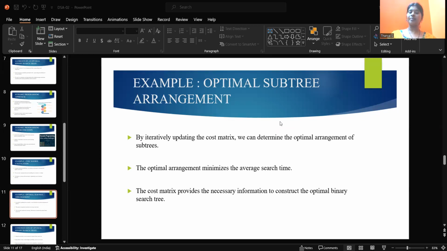By iteratively updating the cost matrix, we can determine the optimal arrangement of subtrees. The optimal arrangement minimizes the average search time. The cost matrix provides the necessary information to construct the optimal binary search tree.